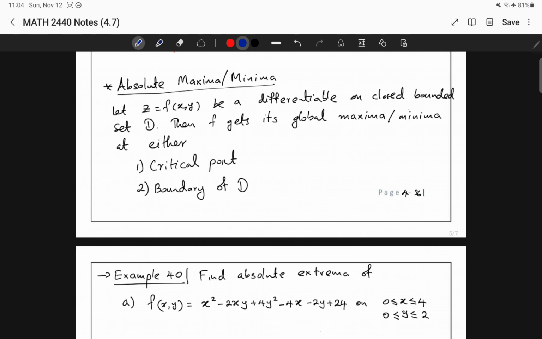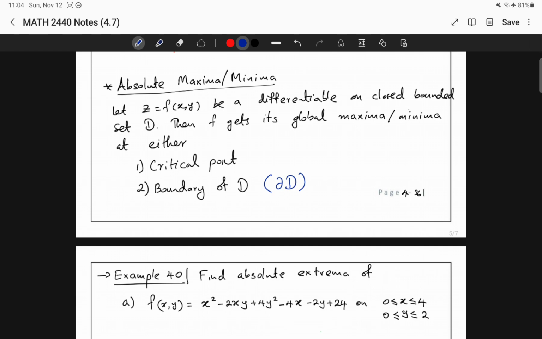Now, the way to find the absolute maxima or minima is you find all the critical points and the boundary points. Let the function f(x,y) be a differentiable function on a closed bounded set. Then it has a global maximum and a global minimum. It will be at a place where either a critical point or a boundary point. We use partial D to indicate the boundary.